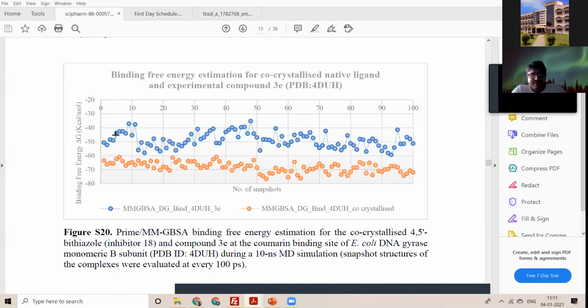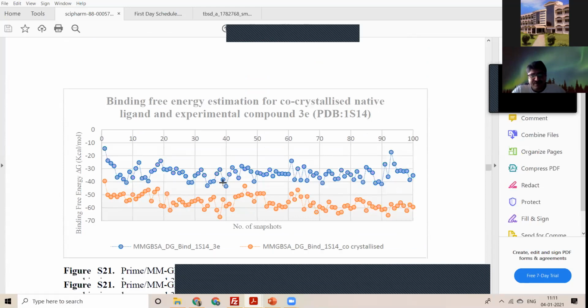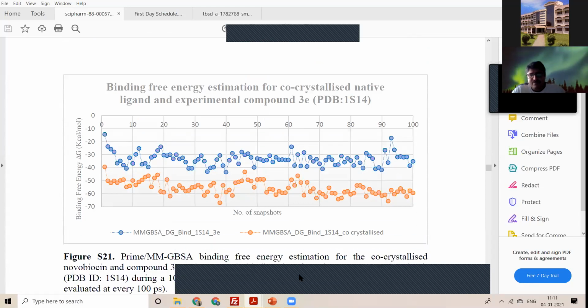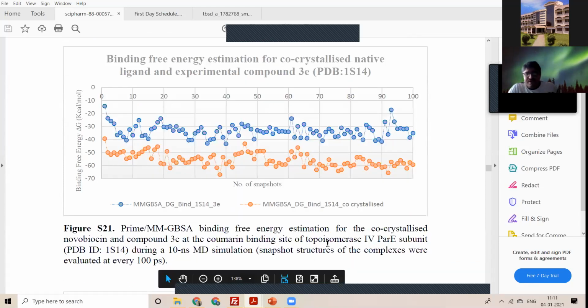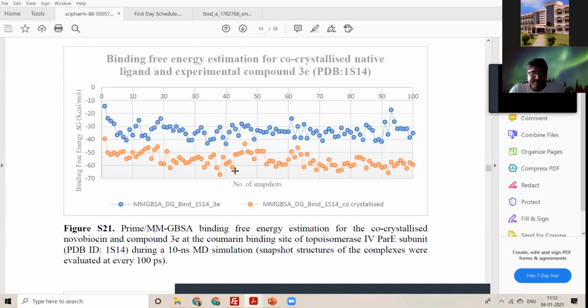But when we study the interaction of our compounds, they were not able to bind, or their binding efficiency is not that good. So they were not good inhibitors at this site. And we also compared with the topoisomerase 4 ParE subunit, and we observed a similar trend: our compounds were not good inhibitors at this site.